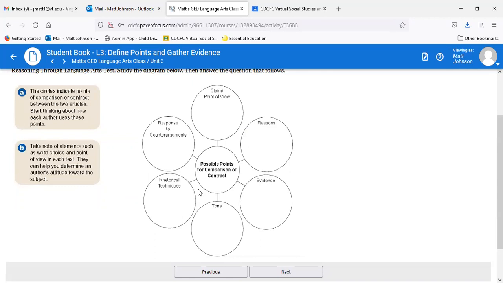the idea here is that any of those circles are possible points for comparison or contrast. In some cases, some will be a lot more relevant and easier to make. Some other ones you might not really get to use. But this is a nice list of how you're going to go about it. Of course, you're going to look at their points of view and their claims, reasons behind those, the evidence, tone, rhetorical techniques, and responses to counterarguments.